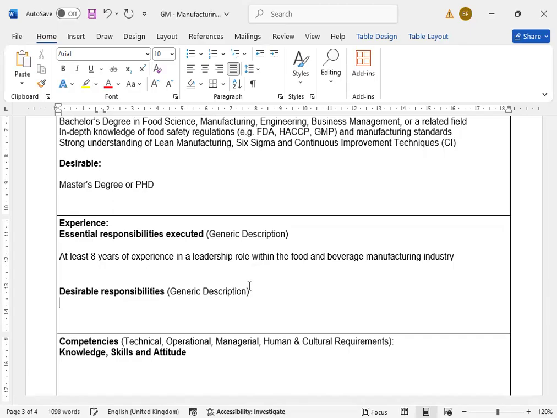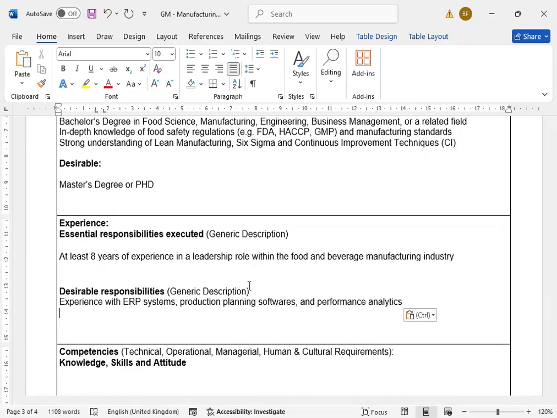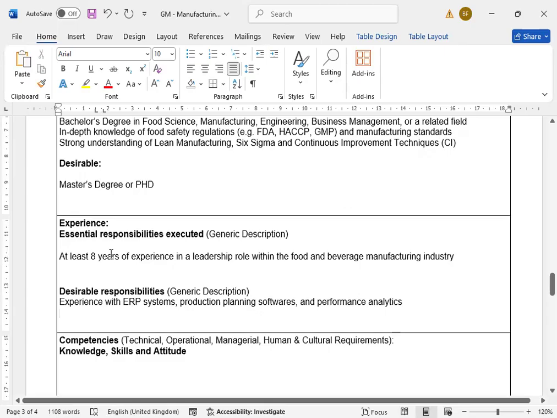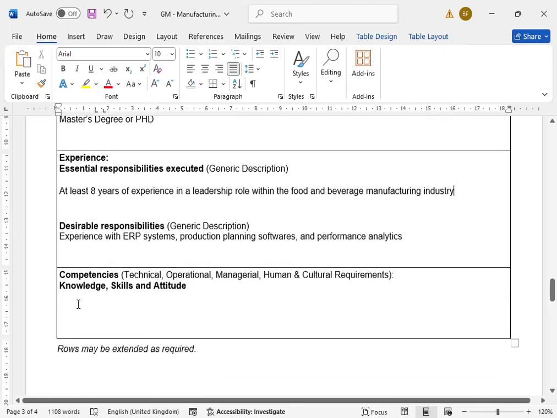I'm gonna put it to desirable. Okay, it's not important if the GM knows or doesn't know the ERP system, that's fine. If he doesn't know the production planning software, that's fine. He doesn't know about the performance analytics, that's fine. Doesn't matter. What's important is at least 8 years experience in a leadership role within the food and beverage manufacturing industry. That's what matters.